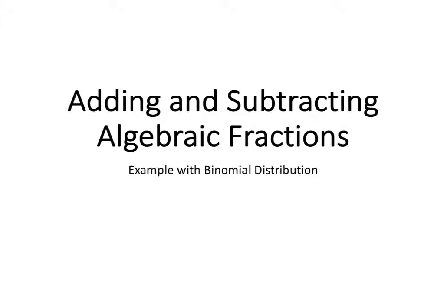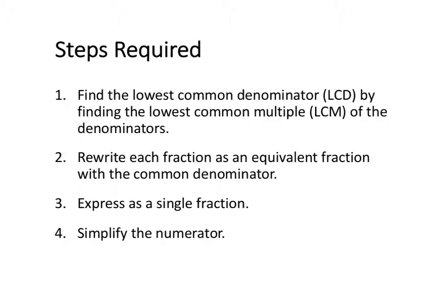In this example, we're going to have a look at how to add and subtract an algebraic fraction that involves a binomial distribution. As with any time we're adding and subtracting an algebraic fraction, we follow our four steps. The first step is to identify the lowest common denominator. The second step is to rewrite each fraction using that lowest common denominator, maintaining the equivalency to the original fractions. Step 3 is to express as a single fraction, and then step 4 is to simplify the numerator.